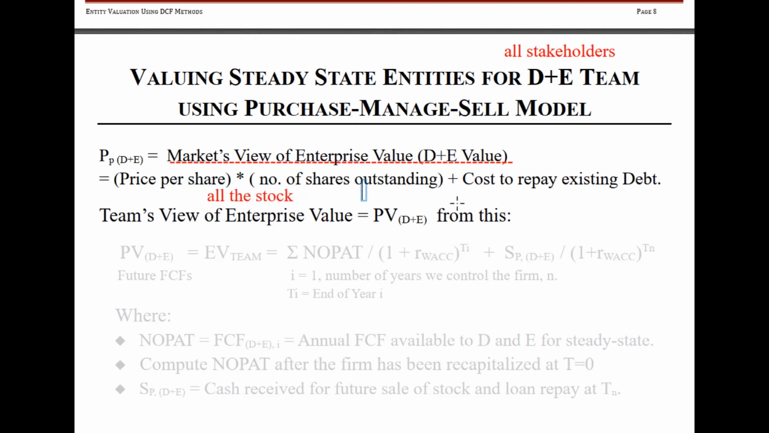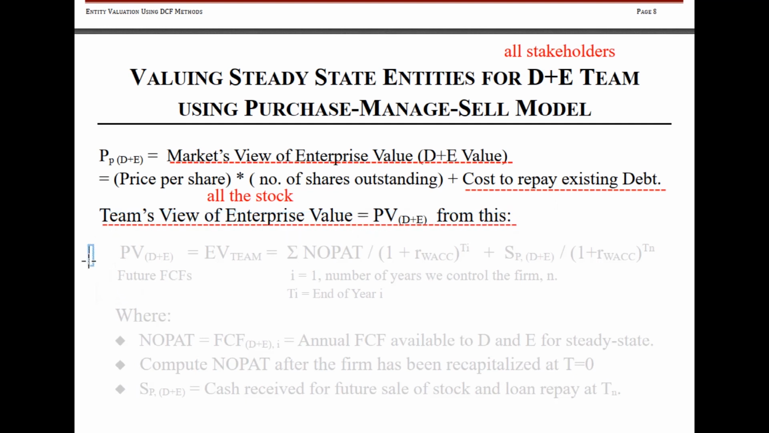And then to take full control of the firm, so we've got it free and clear, we also have to repay all the existing debt. Just taking these two things, this is available in the marketplace. It's a little bit harder to look up, but it's available at places like Bloomberg, et cetera, and it's also on the company's annual financial statements. So that's the market's view of our enterprise value, and it's also the amount of money that the team is going to have to cough up to take full control of this entity.